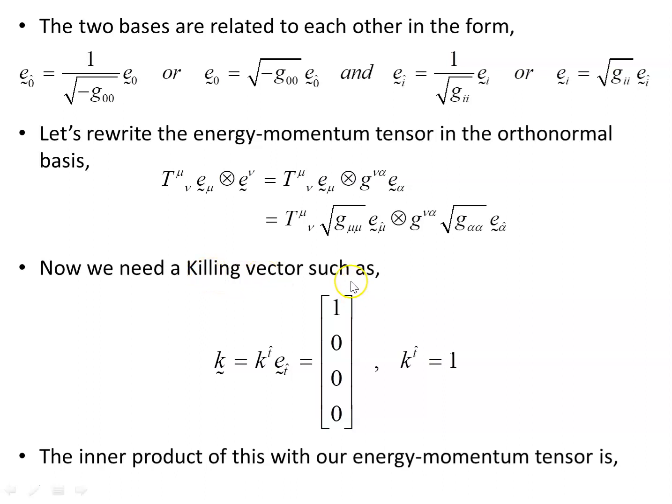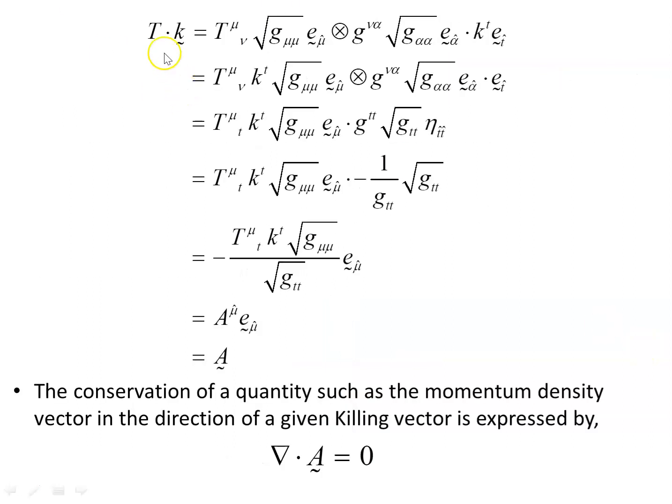Now, we need a Killing vector, such as, well, let's use this one, just for argument's sake. This component here is 1. Now, the inner product of this with our energy momentum tensor: we're asking, this energy momentum tensor in the direction of this Killing vector, are we going to find a conserved quantity or not? So T dot K is the scalar product here. And now notice here, E alpha hat and E T hat: here the flat space metric applies. So that'll be the TT term, which will be -1. So we get -1 here.